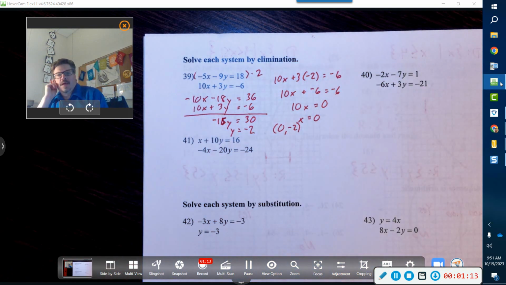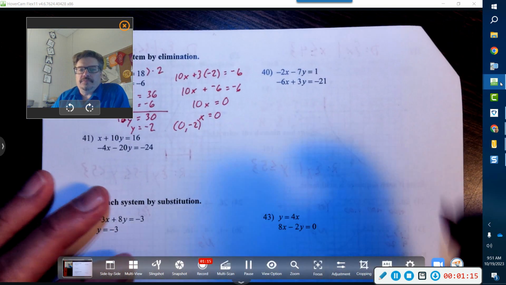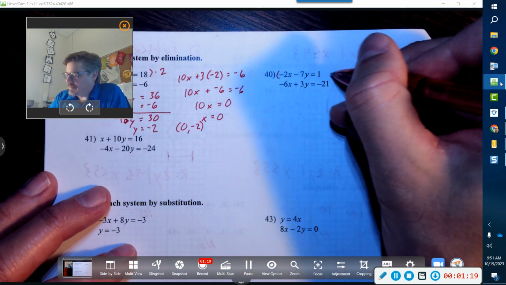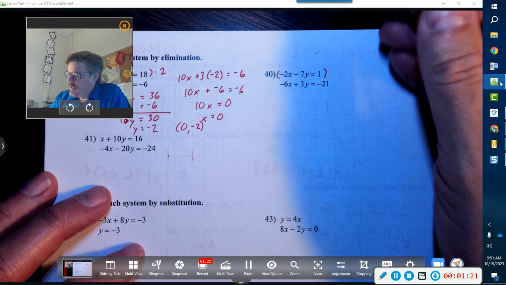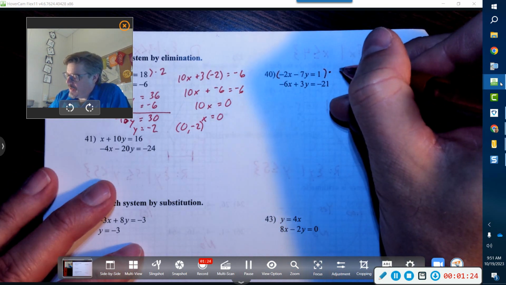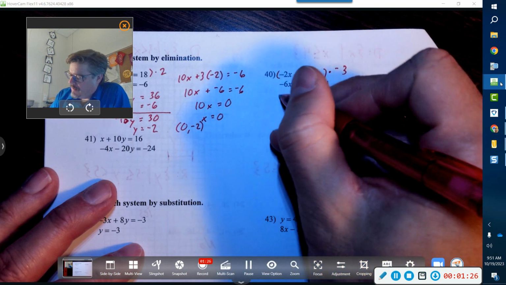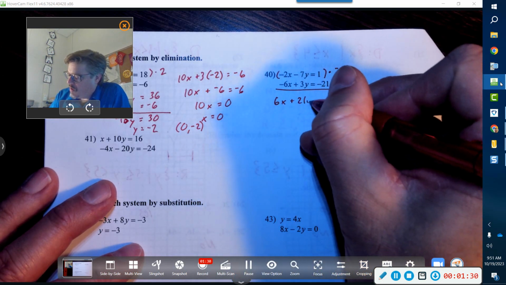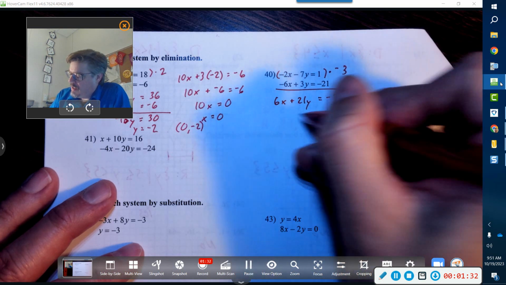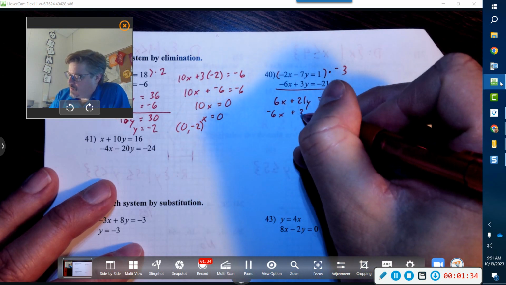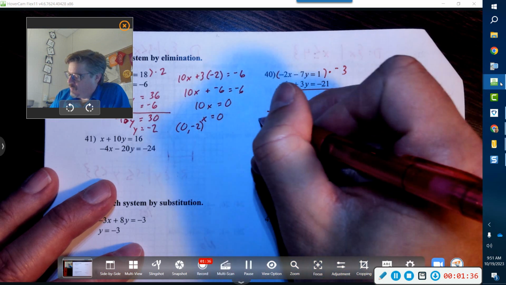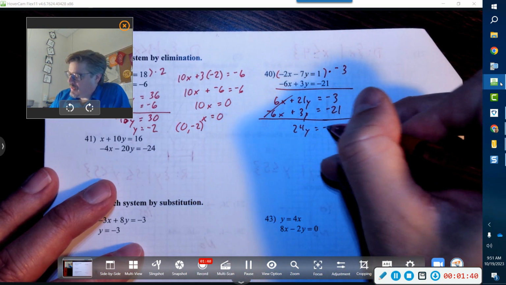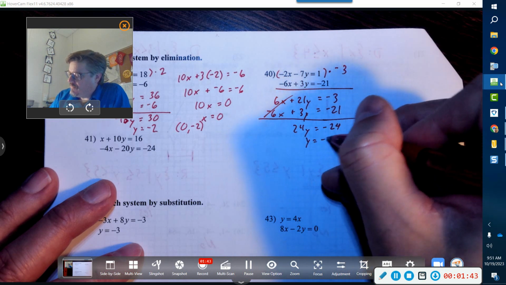Okay. Number 40. I'm going to turn that 2 into a positive 6. So why don't I actually multiply this guy by a negative 3, and that will give me a positive 6, positive 21, and then a negative 3. Negative 6 plus 3y equals negative 21. Those guys cancel out. That's 24. Y equals negative 24, so y equals negative 1.